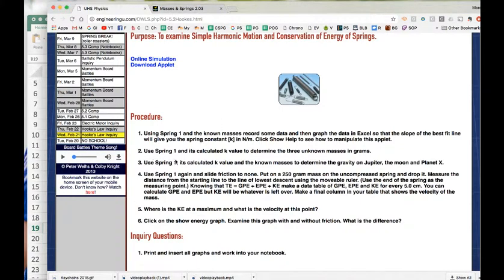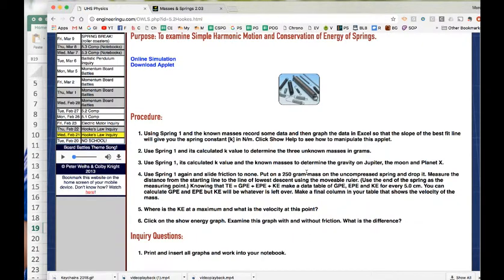Okay, for part 3, we're going to use spring 1 again. We're going to use the calculated K value which we had, and we're going to use known masses to determine the gravity on Jupiter, the Moon, and planet X. So we can go ahead and pick which mass we want.